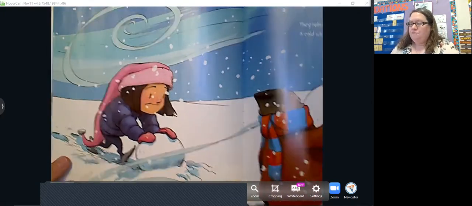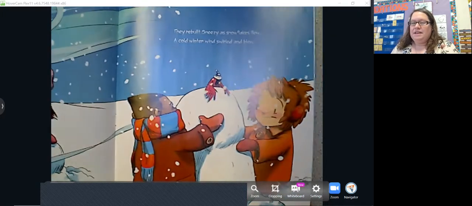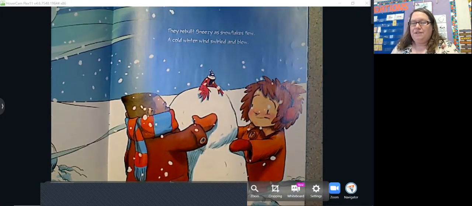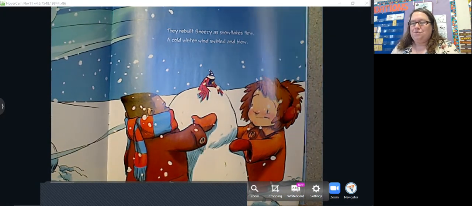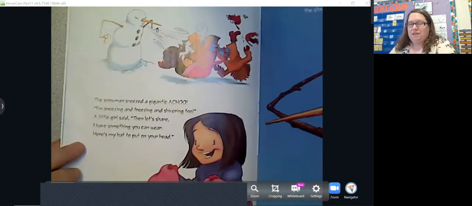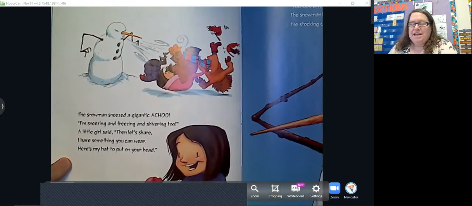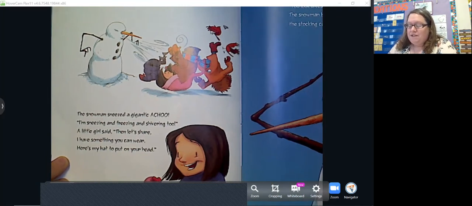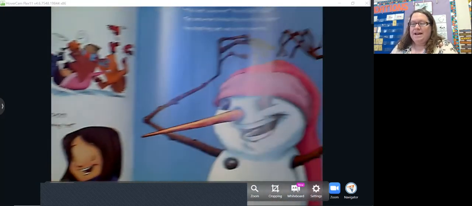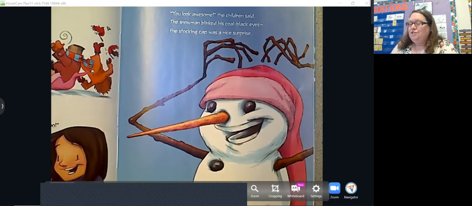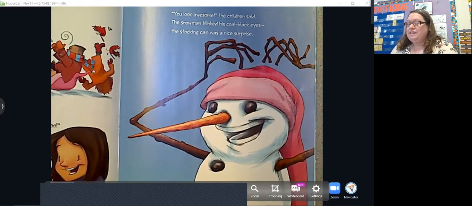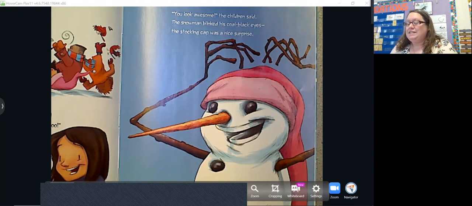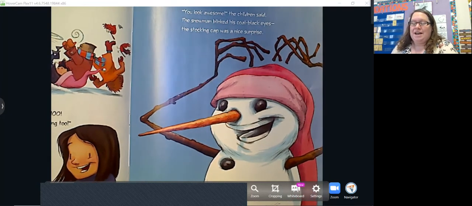All right, so they're making him brand new, like he said. They rebuilt Sneezy as snowflakes flew, a cold winter wind swirled and blew. The snowman sneezed a gigantic, choo! "I'm sneezing and freezing and shivering too," a little girl said. "Then let's share. Have something you can wear. Here's my hat to put on your head." "You look awesome," the children said. The snowman blinked his coal black eyes. His stocking cap was a nice surprise.